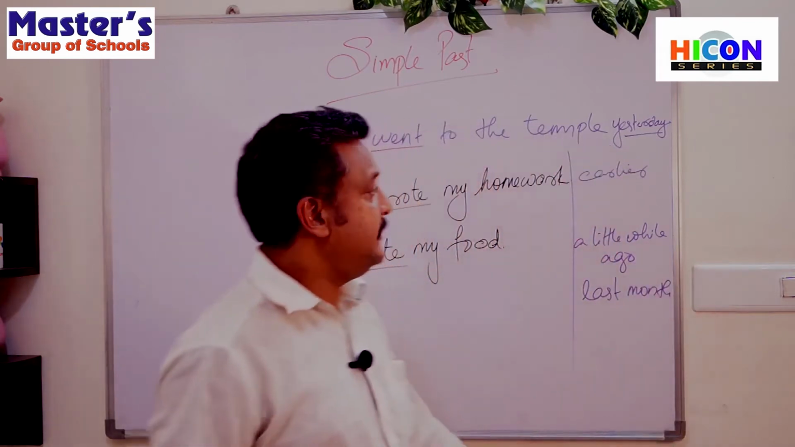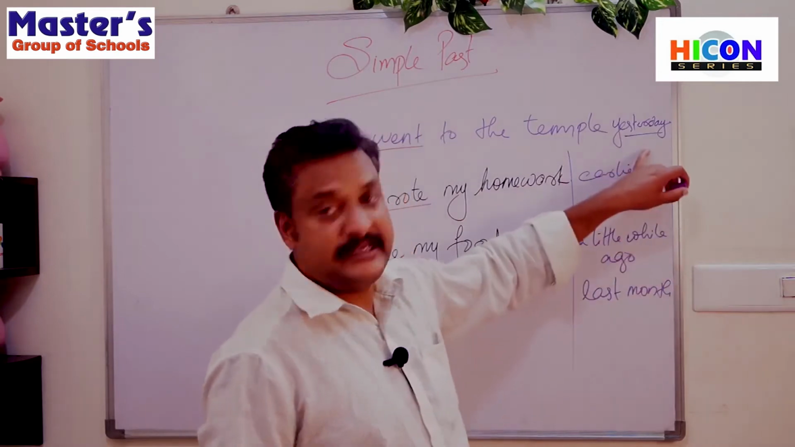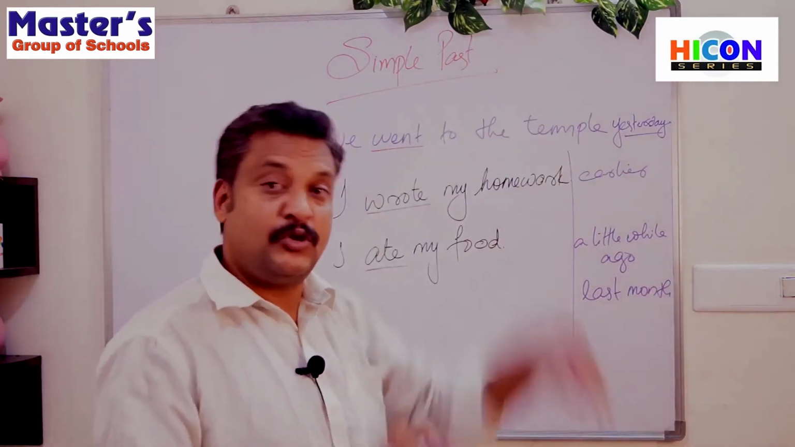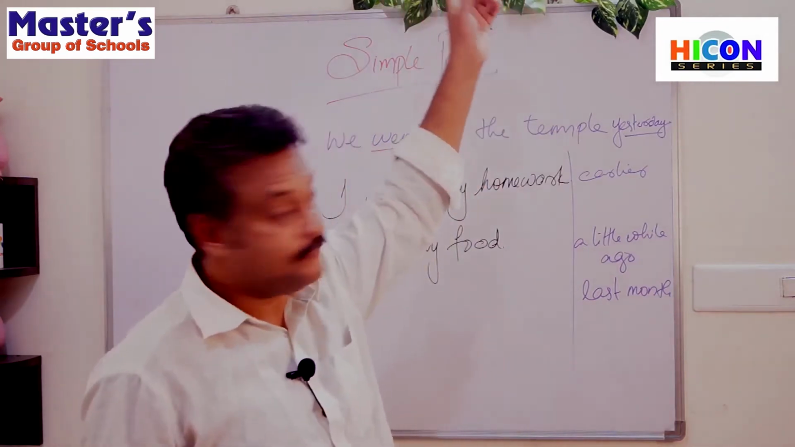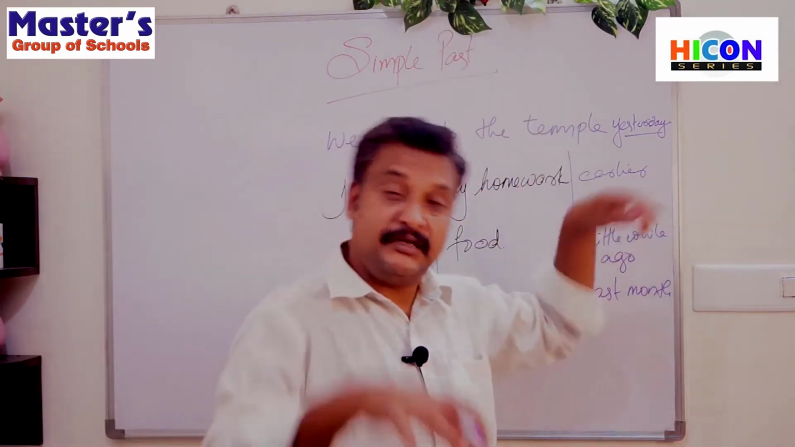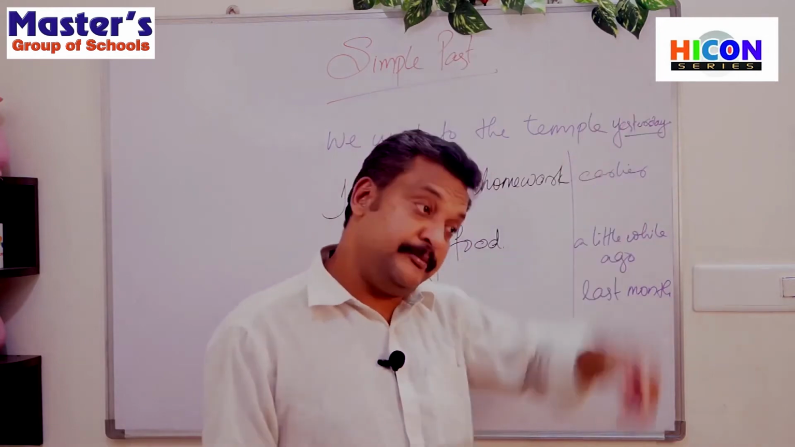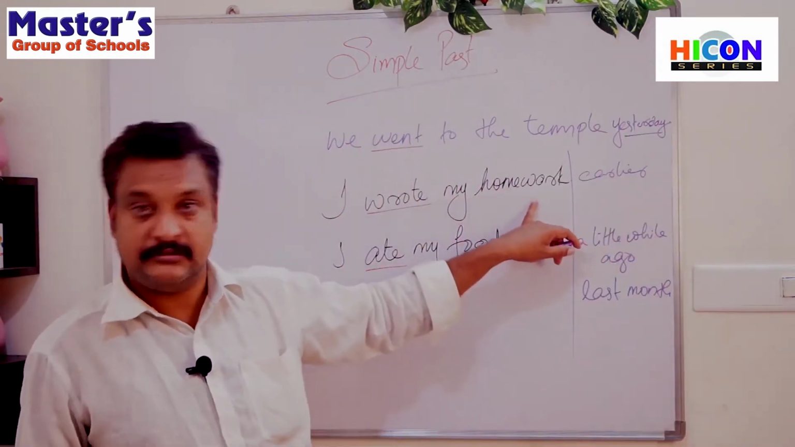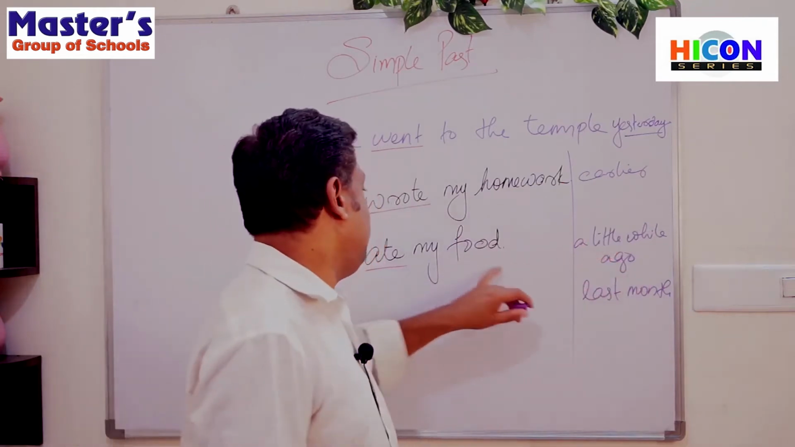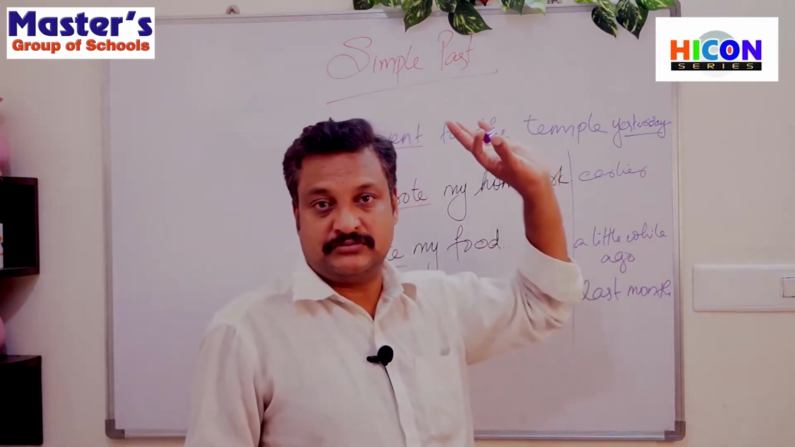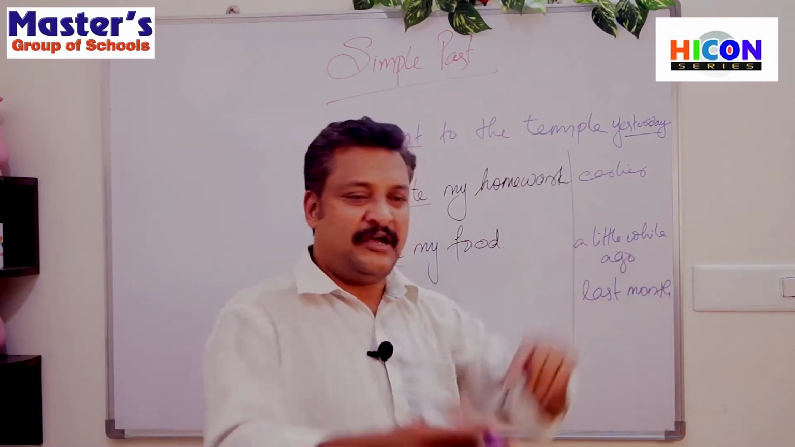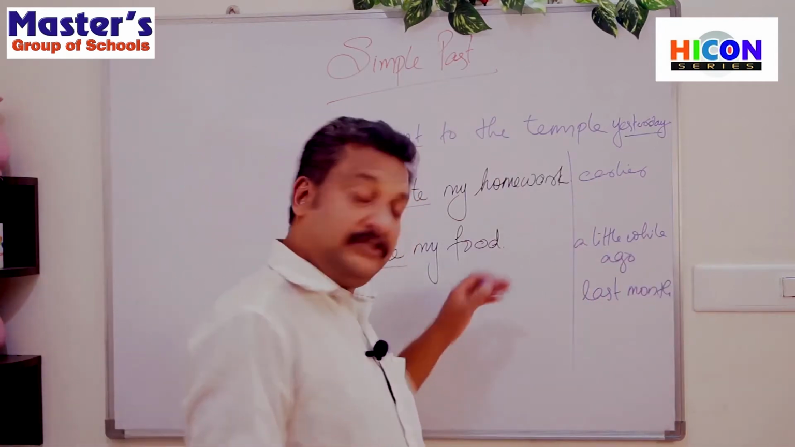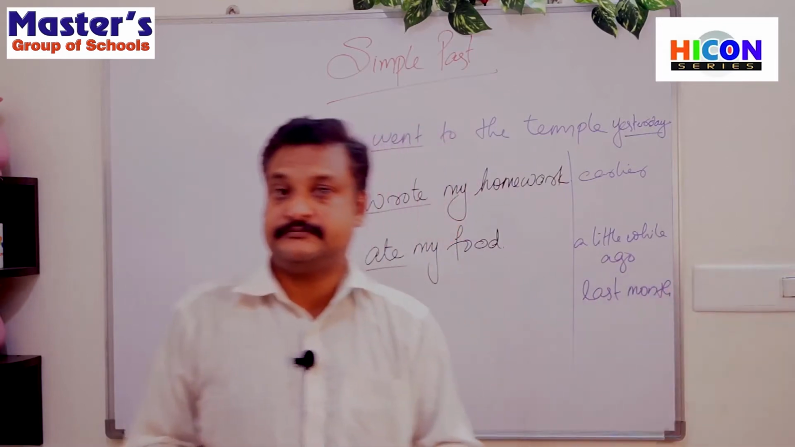Okay, so these kinds of words we use. Yesterday means it's mentioning a time which is not today, in the past. Earlier means, now I am playing, but before playing, I have completed my homework. Then I ate my food a little while ago, it has been 5 or 10 minutes earlier. Then we went to Hyderabad last month.